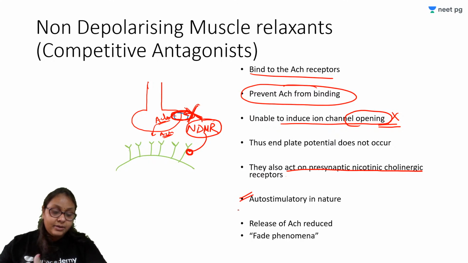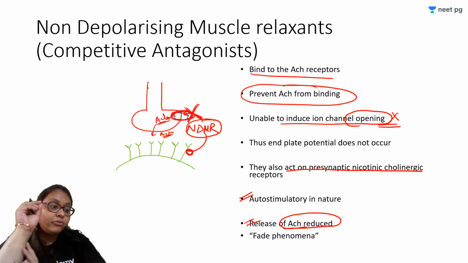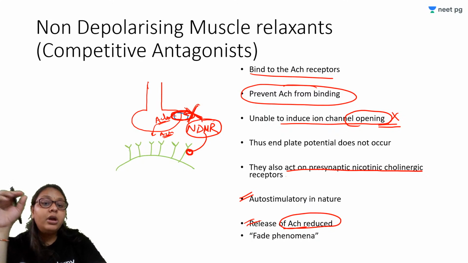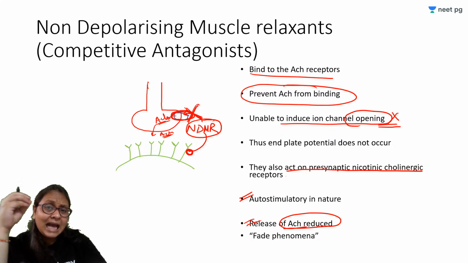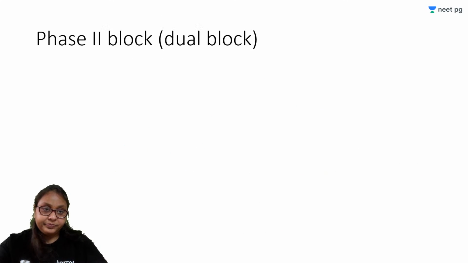So these autostimulatory channels are suppressed, therefore release of acetylcholine is reduced, and therefore we get a fade phenomenon with train of 4, which is a test for the muscle relaxant. As these are acting on the presynaptic area also, the autostimulatory action is gone. Is it clear, friends? Any doubt in this? Dr. SG, Dr. Ashish, Dr. Arjun, is it clear? If any doubts, please let me know.